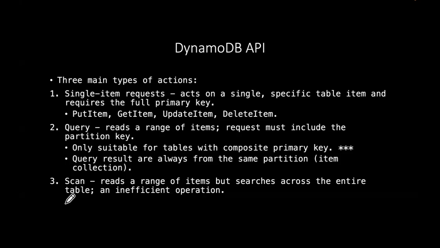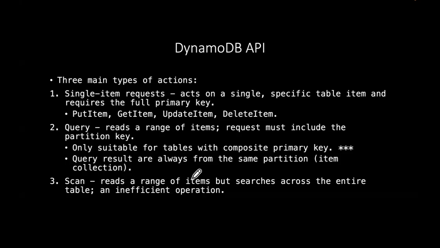The third type of operation is the least efficient, which is called a scan operation. In a scan operation, again, you want to read a set of items or a bunch of items. But in this case, you don't have to be specific about the partition key value. And that means then that the items could come from different partitions.